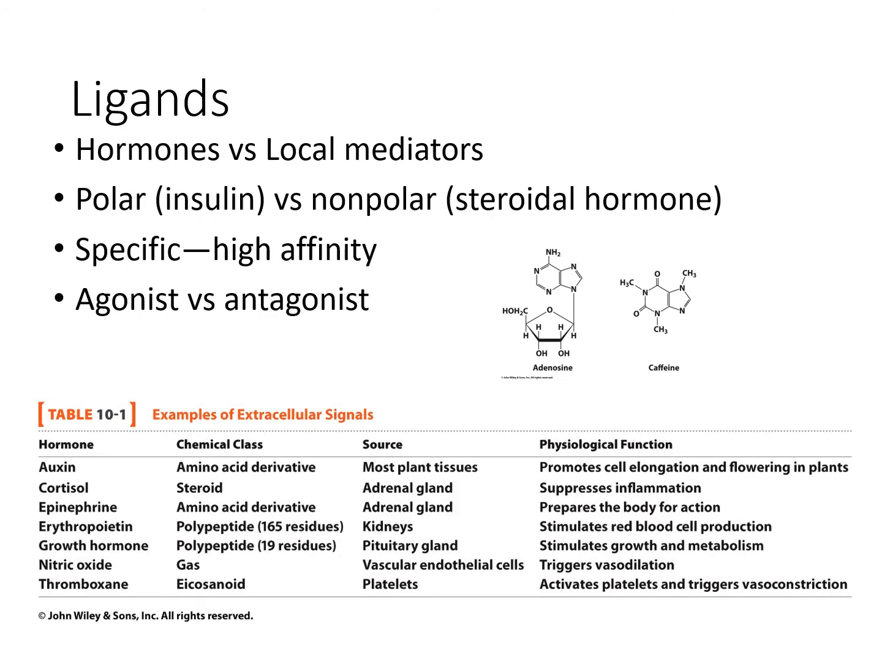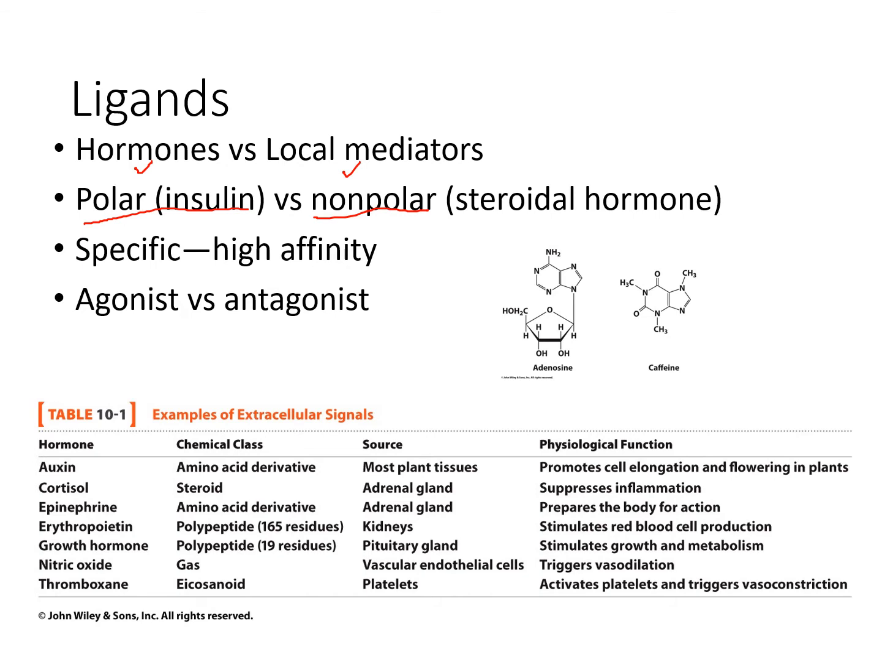So in other words, the ligands can be hormones or local mediators. And you must know that between these two, they can be categorized into two types of polarity. First are polar ligands such as insulin, and the other one is the non-polar or steroidal hormone. The difference between polar and non-polar is how they actually give their effect to the cells.